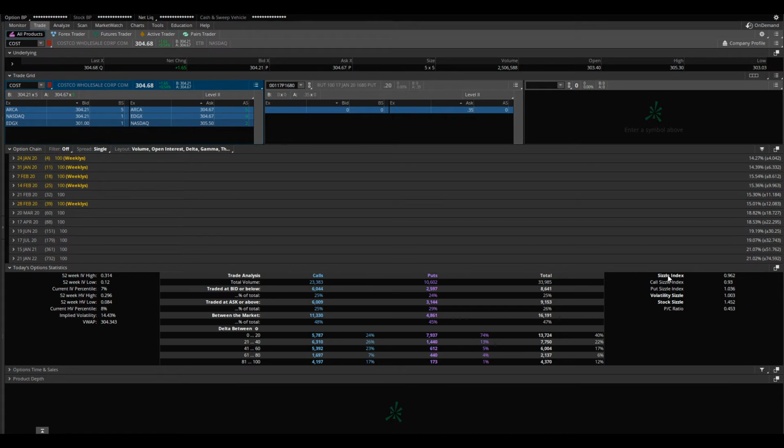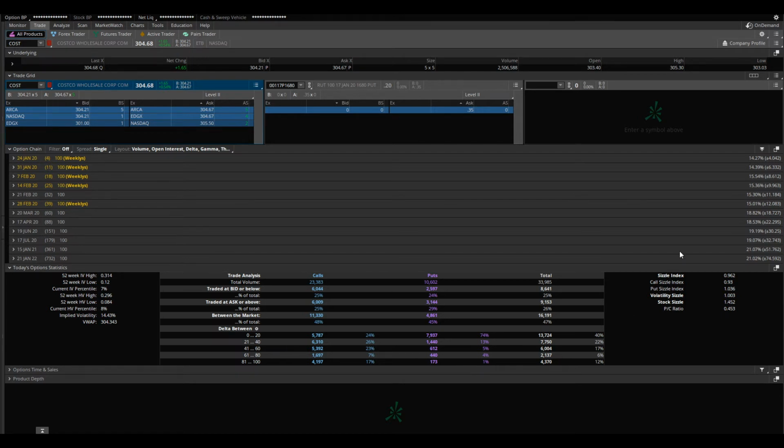You can also see the Sizzle Index, and the Sizzle Index is the difference between the average volume of calls and the average volume of puts. So the call Sizzle Index is 0.93, average is 1.0, so you can see neither one of these was over. So there's no real big bets on Costco. This is just an average day for Costco. So you wouldn't have really any unusual option type trades that would have happened with Costco on this day.